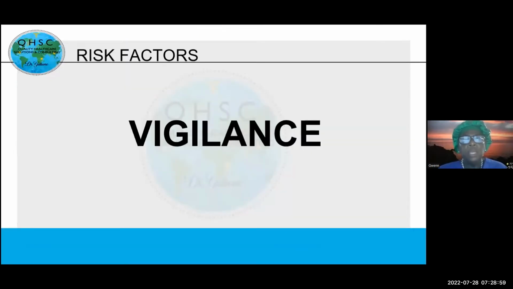So although we can identify the patient, and we can talk about the risk factors, parity, obesity, age and those things, the most important factor for us to discuss is vigilance, making sure that we have a team of people who are on top of what's going on with the patient and able to identify quickly what's going on and call the team in for assistance.